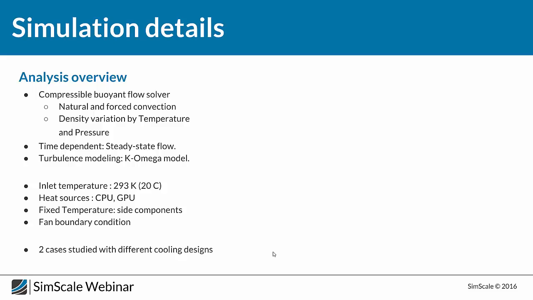And some conditions which are given to it. We have the inlet temperature, as I told you earlier, and we have the heat source defined in terms of wall heat flux. We assume fixed temperatures for some other components because there are a lot of other components which could give out small heat. So we assume them to have some fixed temperature. And then a fan boundary condition for the forced convection case. And using these conditions, we study two different cases.